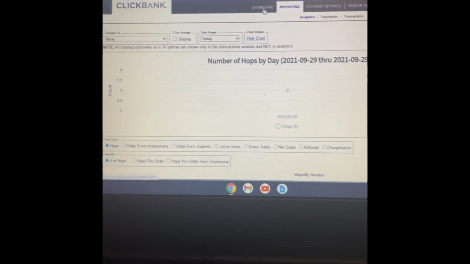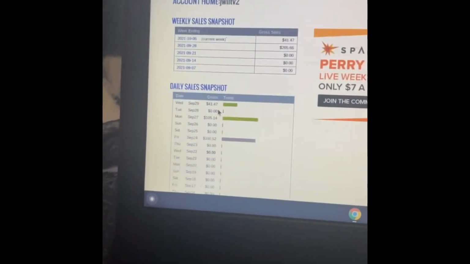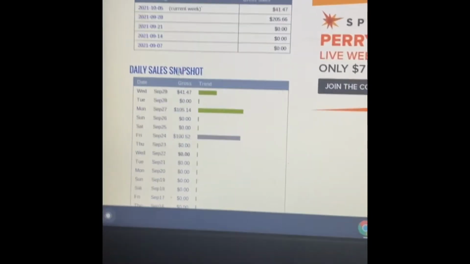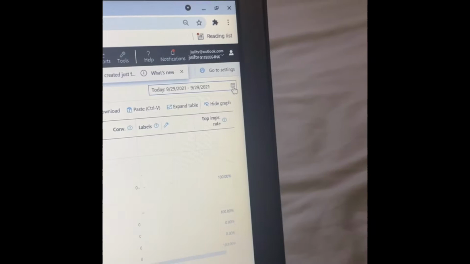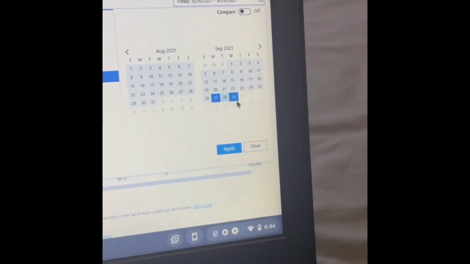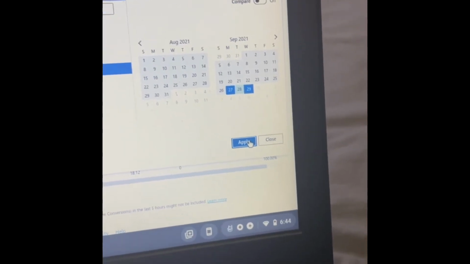So the other day, I made a sale on this campaign, $105. So what we're gonna do, that's 3 days. We're gonna put this campaign 3 days back. So Wednesday, Tuesday, Monday to Wednesday, apply. Spent about 30 bucks, $30.24.